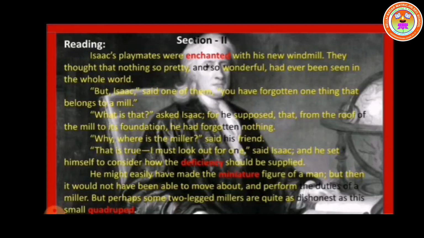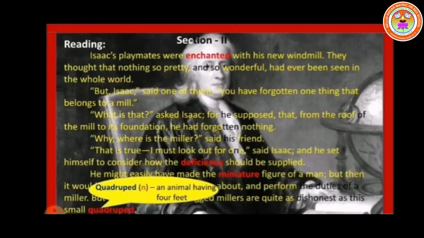The author Nathaniel Hawthorne is thinking that suppose Isaac Newton had known about the Lilliputians, he would have chosen one Lilliputian and appointed him as a miller. So when they were engaged in that type of conversation, there came a small rat. Nathaniel Hawthorne is imagining that Isaac Newton would employ that rat as a miller. So that's why he says perhaps some two-legged millers, instead of a man, this quadruped. What do you mean by quadruped? An animal having four feet.